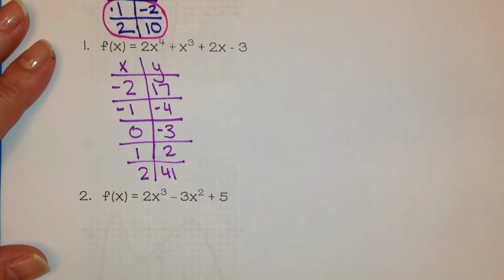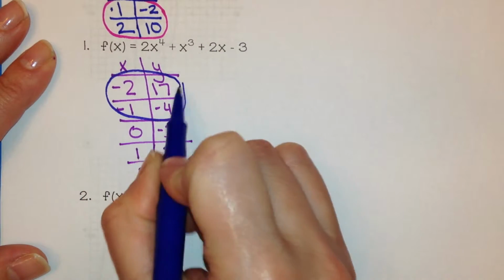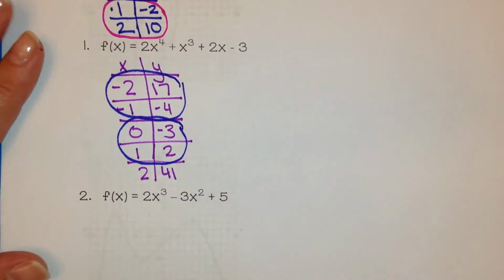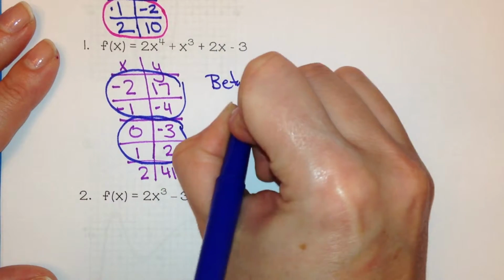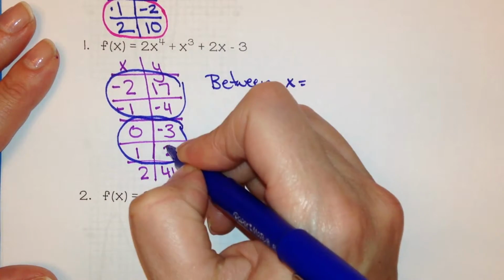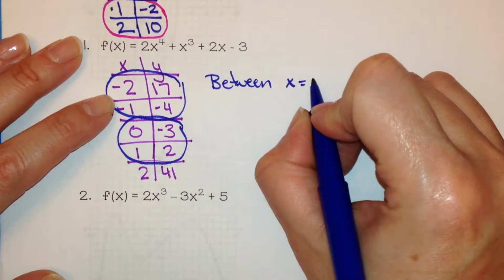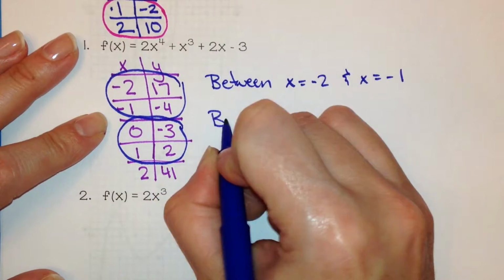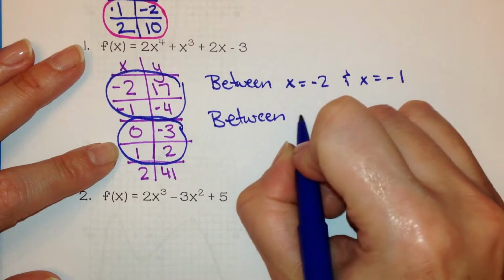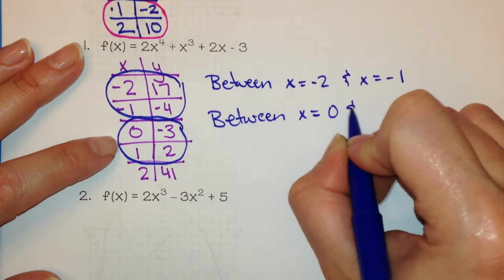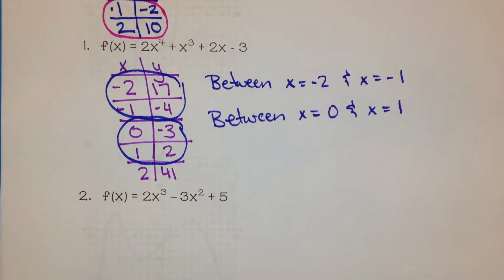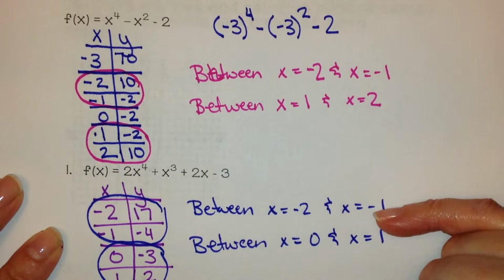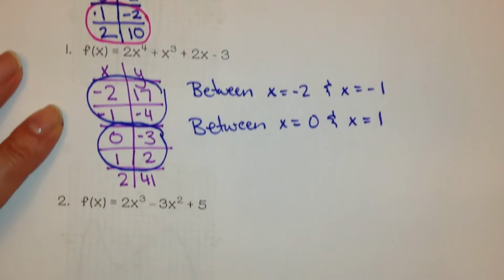So I can see here's where my y value goes from positive to negative, and here is where it goes from negative to positive. So between, again, we're looking at the x values. We have to use the y value to identify the x value. So between where x is -2 and x equals -1, and also between where x equals 0 and x equals 1. All right, so it was just a coincidence that both of our first two had one of the same points. That's not always going to happen, just in case you're curious.